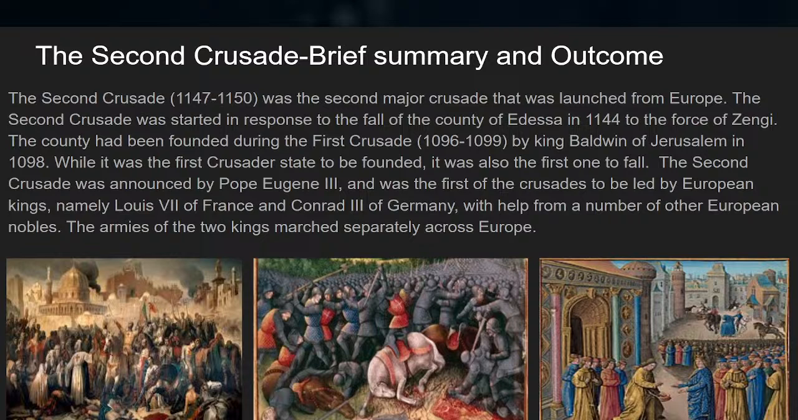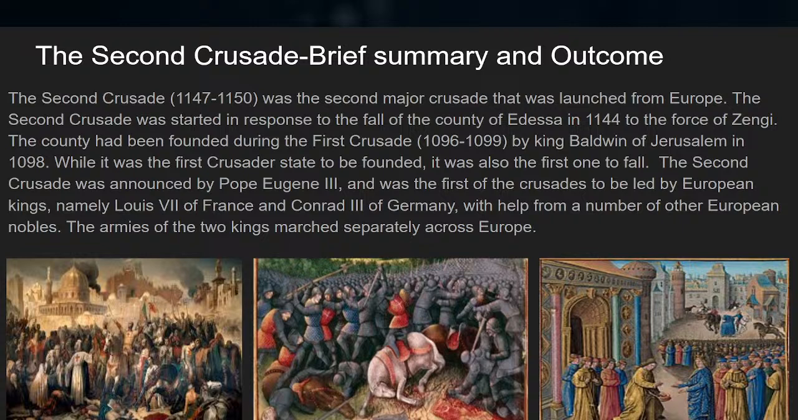The county had been founded during the First Crusade, 1096 to 1099, by King Baldwin of Jerusalem in 1098. While it was the first Crusader state to be founded, it was also the first one to fall. Can you believe that? What a coincidence.